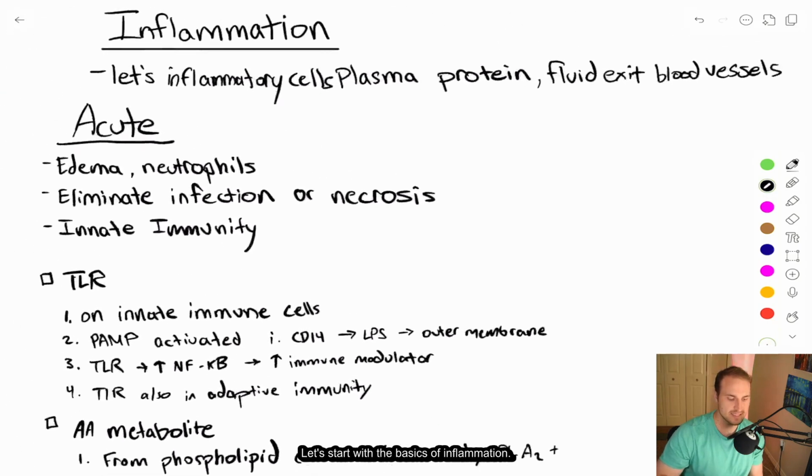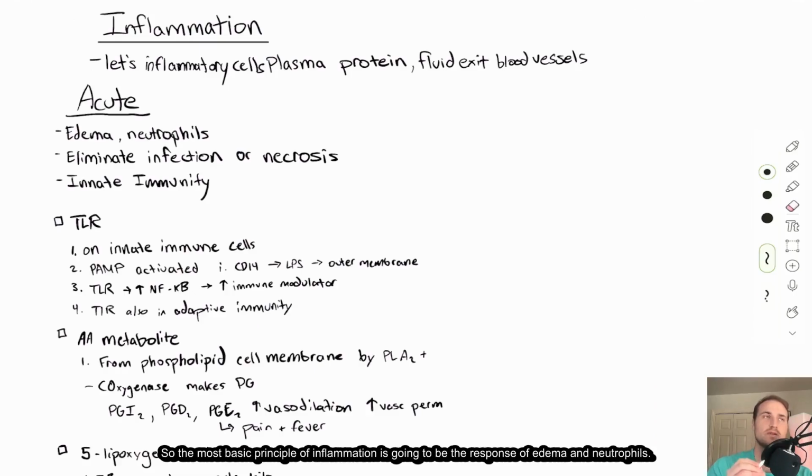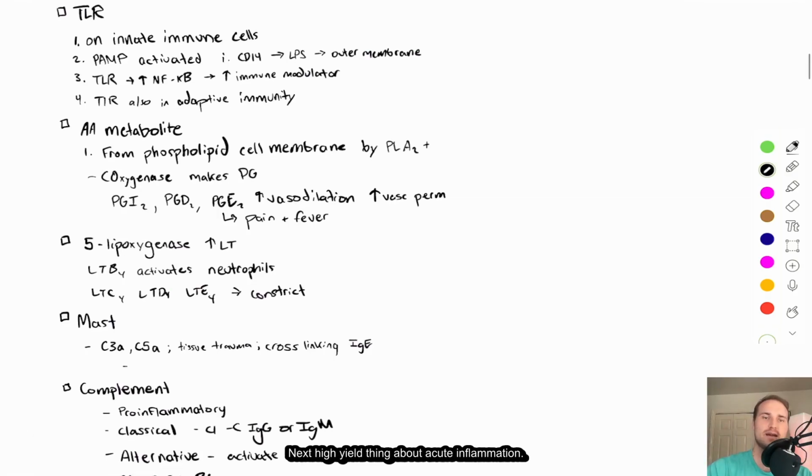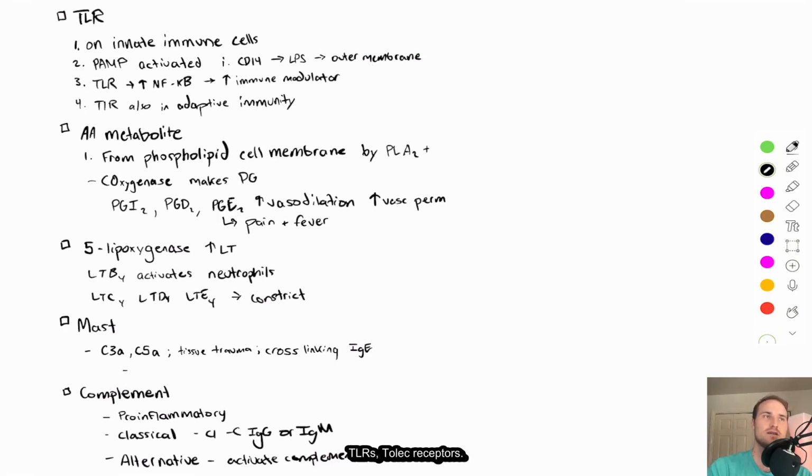Let's start with the basics of inflammation. The most basic principle of inflammation is going to be the response of edema and neutrophils. If you see these, it means acute inflammation. This happens because of infection. Why? Because we're trying to eliminate the pathogen, or tissue necrosis, so we can eliminate the necrotic debris. We also need to know that this is a type of innate immunity. Boom, we're done. Next high yield thing about acute inflammation: TLRs, toll-like receptors.